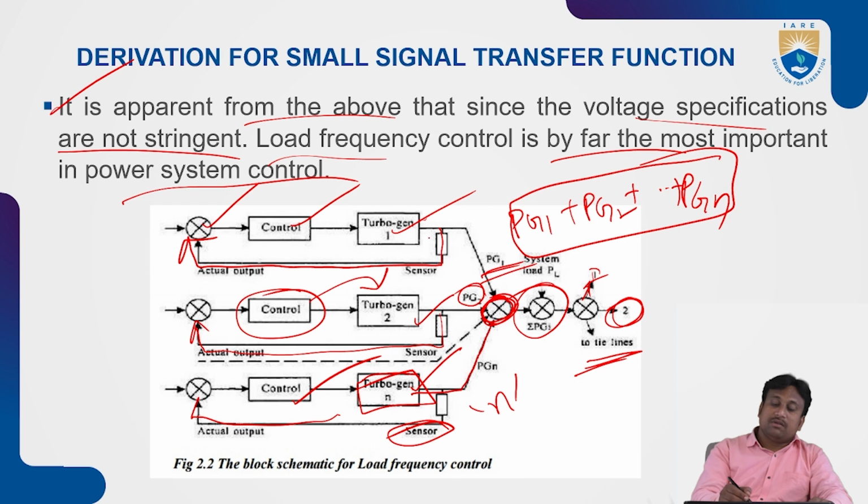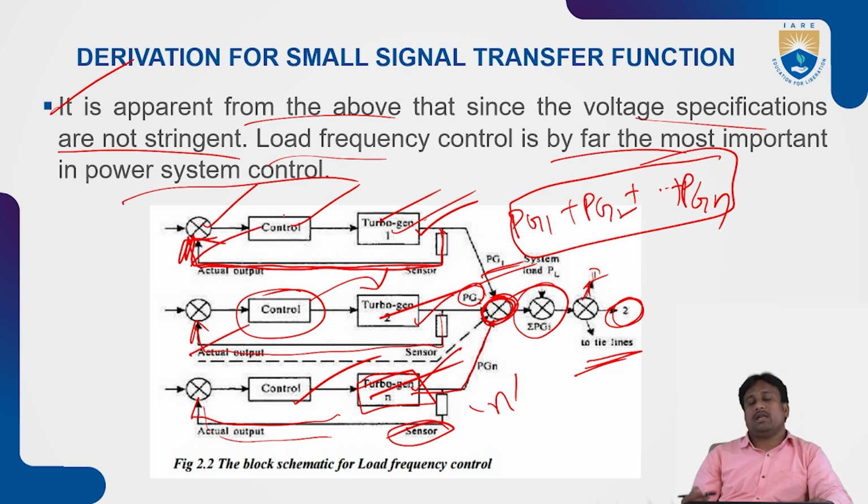Likewise, for every turbo generator, the actual output is again compared to the given input reference parameter. It may be for generator 1, generator 2, or generator N. For every case, the actual output will be represented here, and it will be connected to various tie lines.